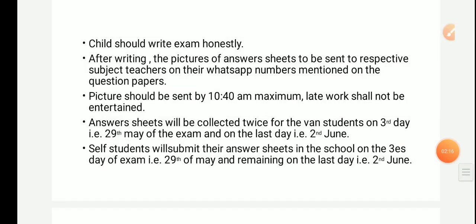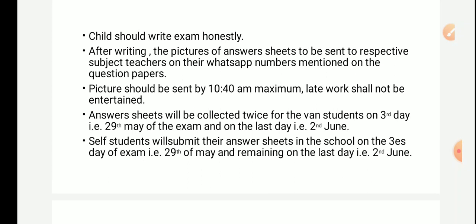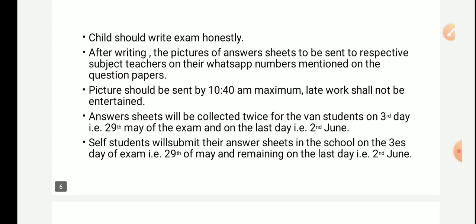Here are a few more instructions. You have to write the exam honestly without any cheating. After writing, pictures of the answer sheets are to be sent to the respective subject teachers on their WhatsApp number that is mentioned on the question paper itself. Suppose tomorrow you are having your science paper, so you have to send the pictures of your answer sheets to your science teacher on his or her WhatsApp number, and it should be sent by 10:40 am maximum. No late work will be entertained.